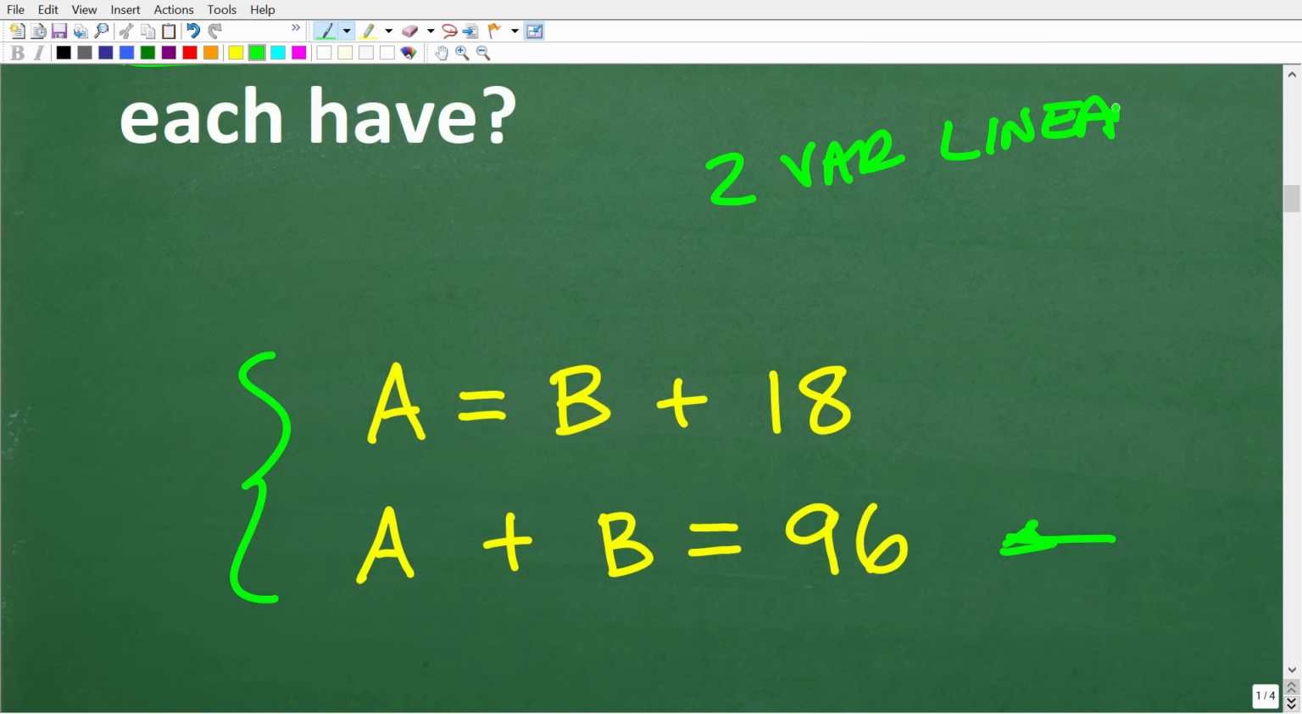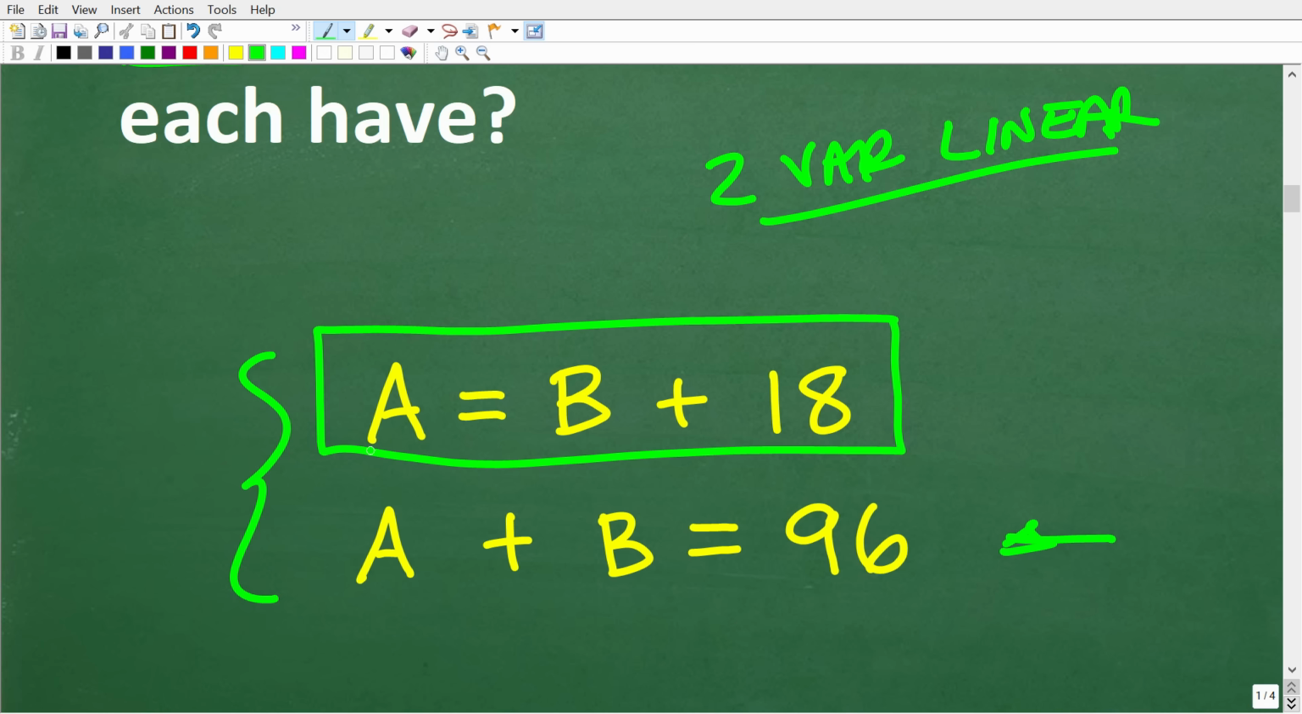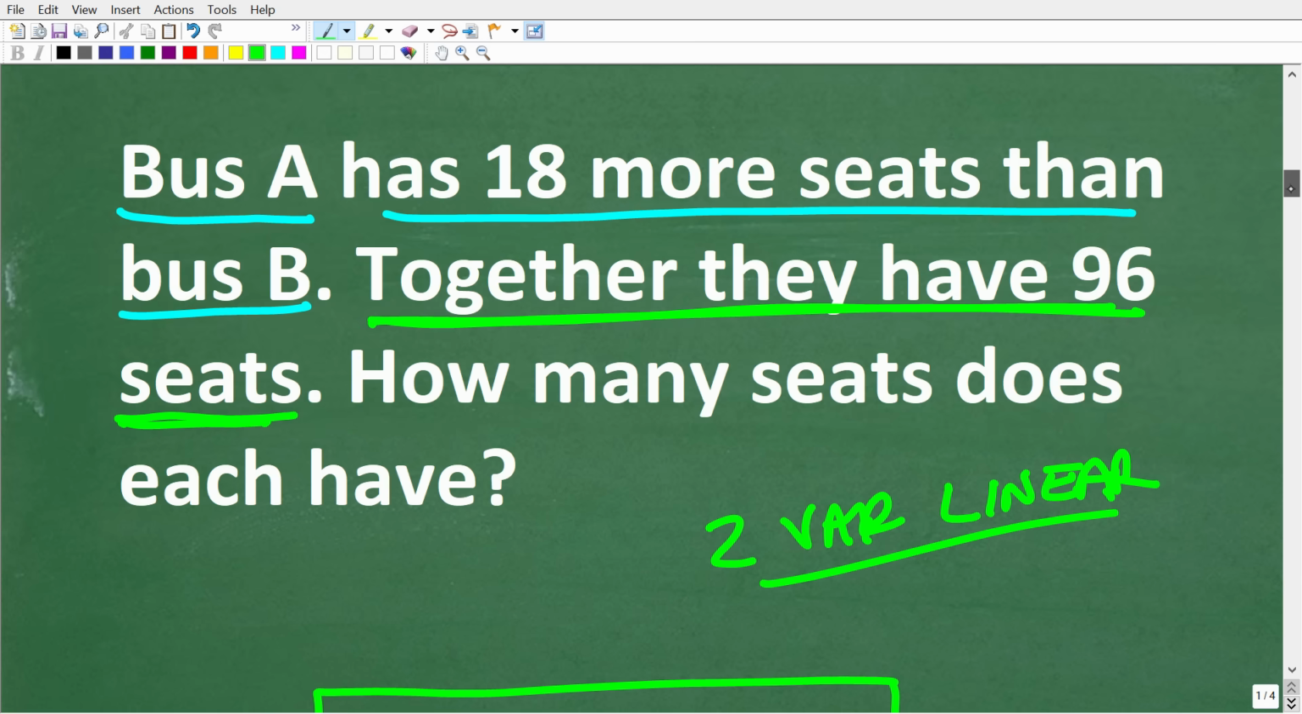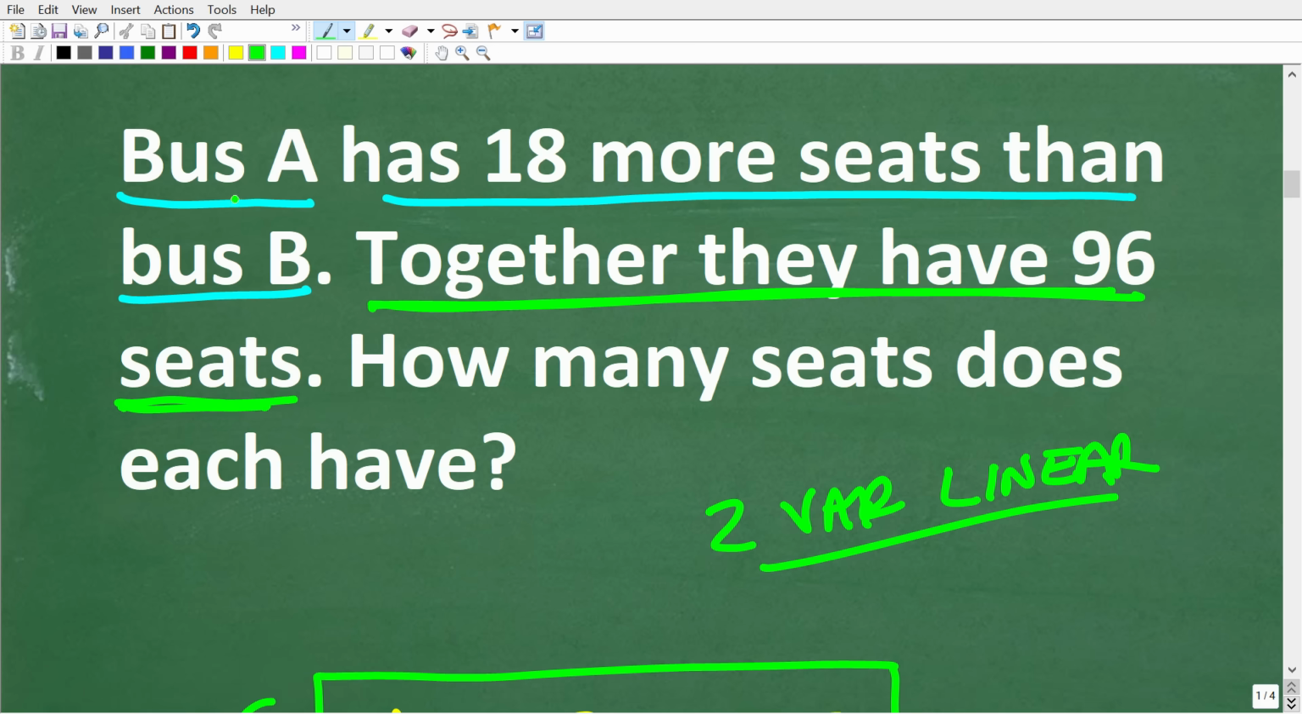And this is a big topic that you study in first year algebra. Okay, so let's talk about this equation right here. I have A is equal to B plus 18. We have to be careful with this equation so we don't confuse it. Bus A has 18 more seats than bus B.